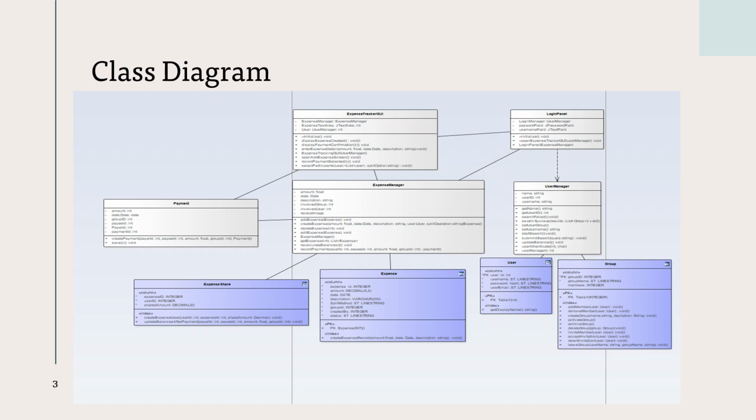The diagram will show associations between classes, such as which classes depend on others and the direction the information flows. This will give a visual understanding of how different parts of the system communicate. When I was designing this, I referenced the system requirements carefully, like logging in, creating expenses, calculating shared amounts, and tracking payments. All of them are represented somewhere in this diagram. If you zoom in on the classes, you'll see what I'm talking about.